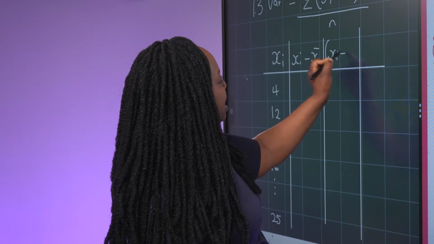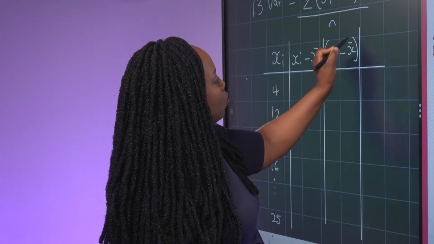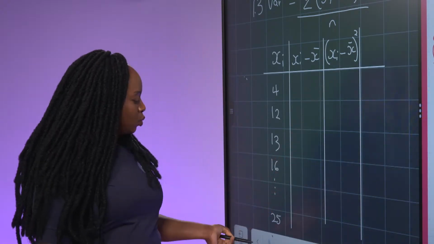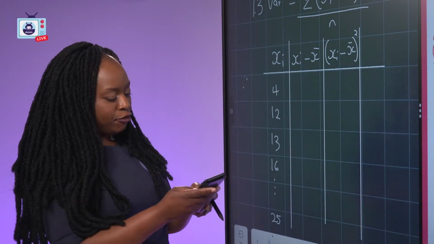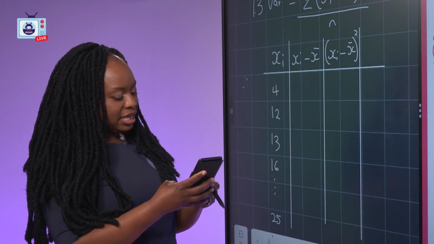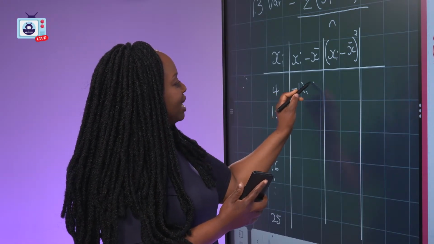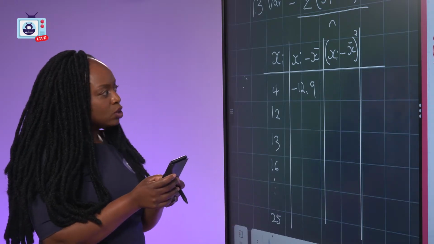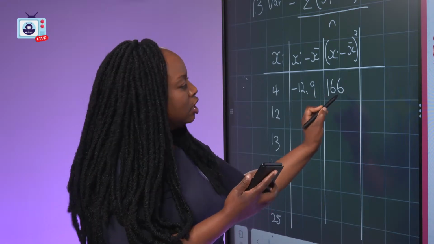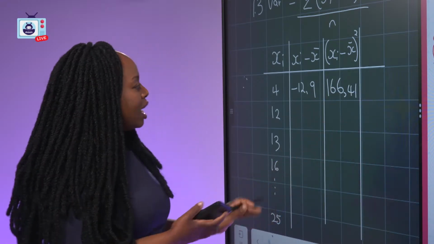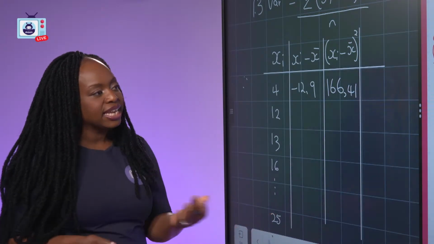So bracket as it is there, bracket xi minus the mean, and then we put a square. If I put it that way, then we start calculating. You can be able to see. For example, the first one, I would have 4 minus 16,9, which gives me a negative 12,9 on this column. But if I put a square around it, I will then get it as 166,41. So this is what I will be doing for all of them until I get to the last one, and then I can get to the answer.